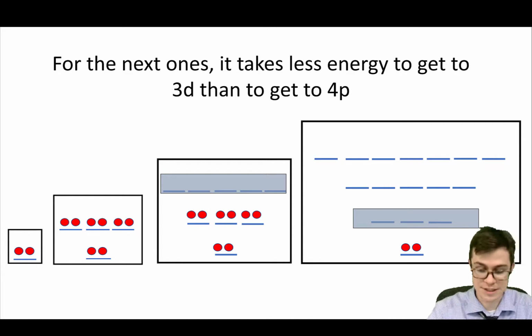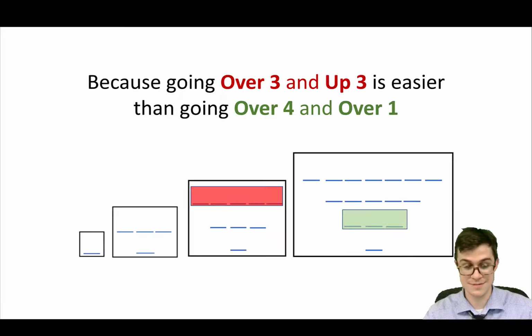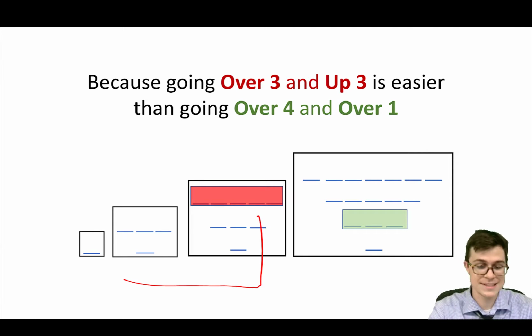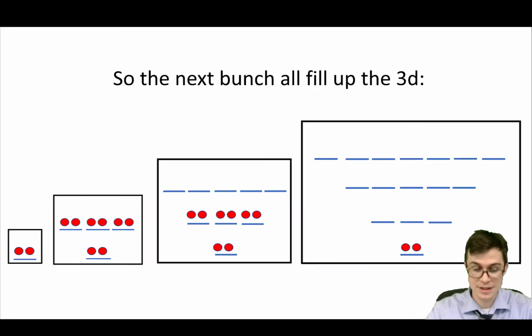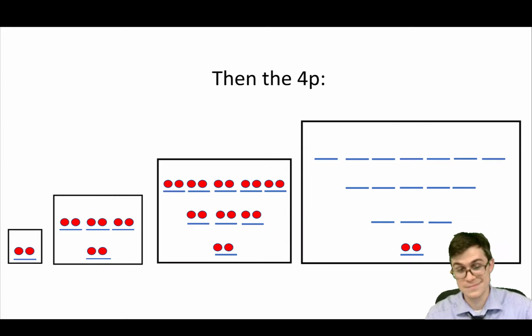So for these next electrons, they do some sort of cost-benefit thing, and they figure out that going over here is easier than getting to the green one, so they go here. The next ones go here. So there's not a simple rule.